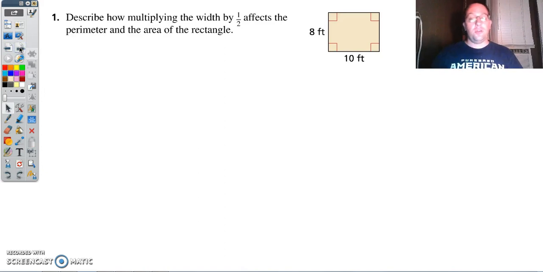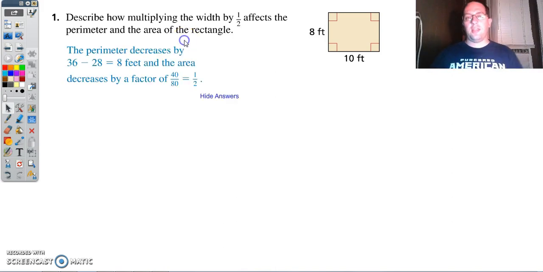For perimeter, you're going to have to work this out. I want you to work this out: describe how multiplying the width by 1/2 affects the perimeter and area of this rectangle. Pause the video, then come back and check your work. All right, let's see how you did.